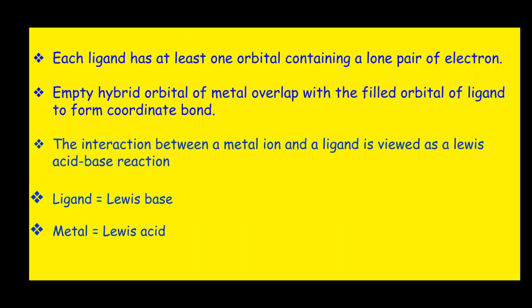Ligands must have at least one lone pair of electrons, as we have already discussed in ligands, and when this hybrid orbital containing one lone pair of electrons overlaps with the hybrid orbital of central metal ion, a coordinate bond is formed. The interaction between a metal ion and a ligand is considered as a Lewis acid-base reaction, in which the ligand is considered as Lewis base and the metal ion as Lewis acid.